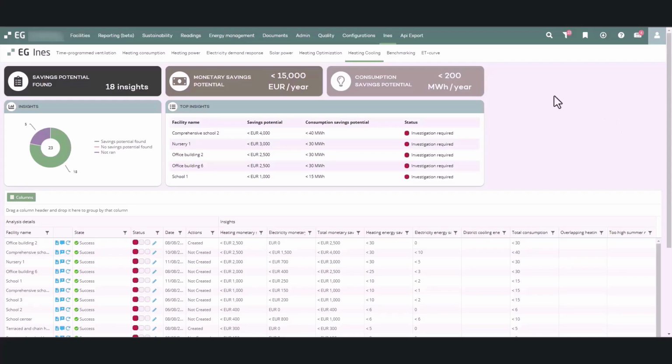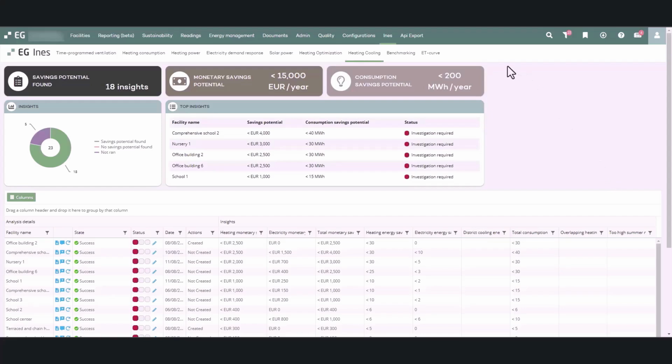Heating and cooling analysis identifies whether a facility has been unnecessarily heated during the summer and whether there is overlapping heating and cooling in the facility. Unnecessary heating and cooling cause problems in facilities, such as energy waste and reduced indoor air quality. Overlapping or alternating heating and cooling also increases the load on equipment, shortening its lifespan and raising costs.